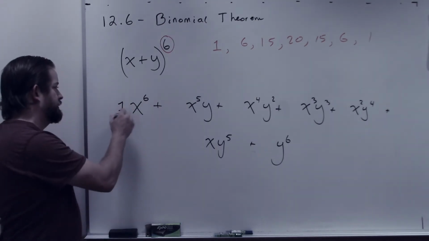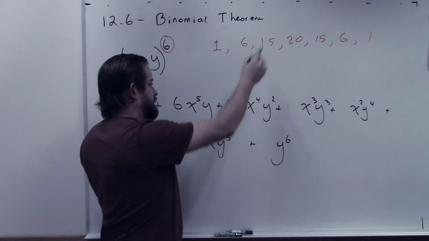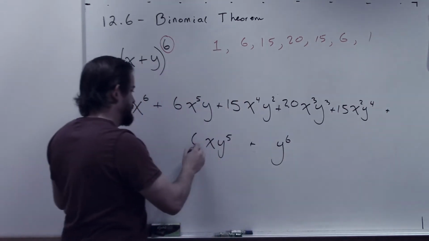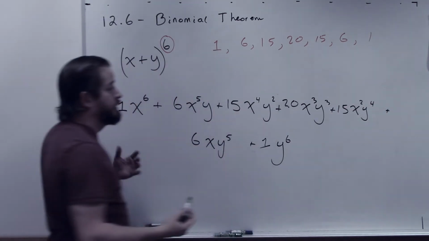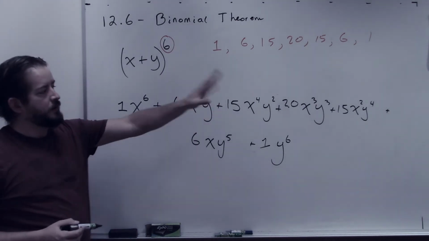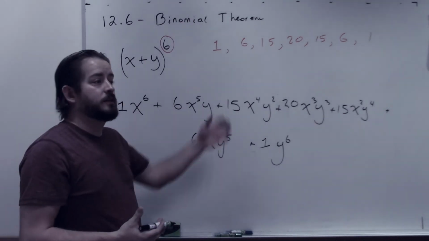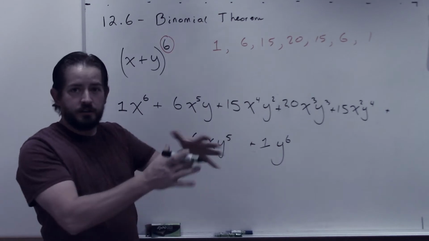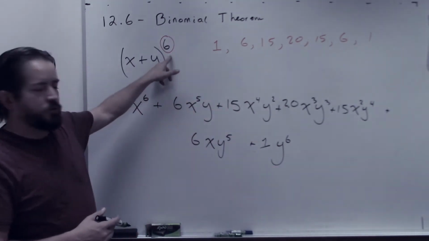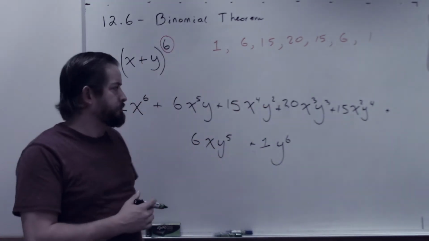So 1, and then 6, 15, 20, 15, 6, and then another 1. And those are my coefficients here. 1 on the x squared, 6 on the x to the 5th y, and so on and so on. And it's quick and easy using Pascal's triangle as long as we didn't have to go down very far, because you can see the further you go, the wider this thing gets. And so if you have to go to the 20th, that's obnoxious because that triangle is humongous now, right?